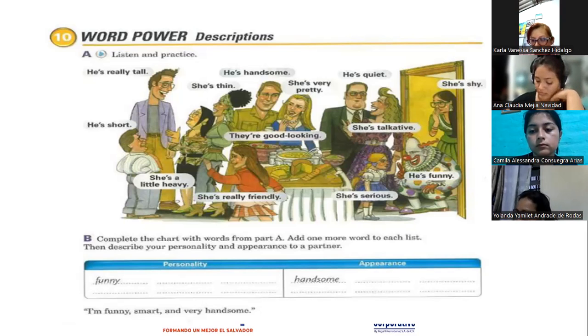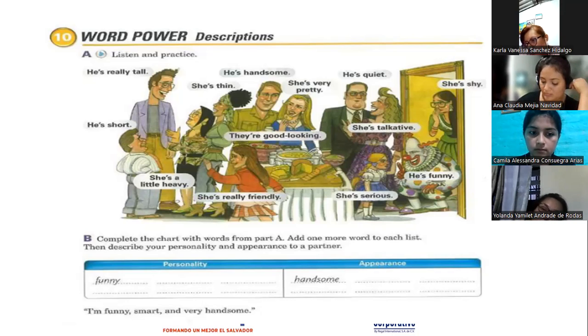Entonces, he's short. Él es pequeño. Pero si yo dijera, he's really short, dijera, él es realmente pequeño. O sea, es más pequeño de lo normal. En este caso, pues, he's short. Es pequeño. So, entonces, ahí vemos.